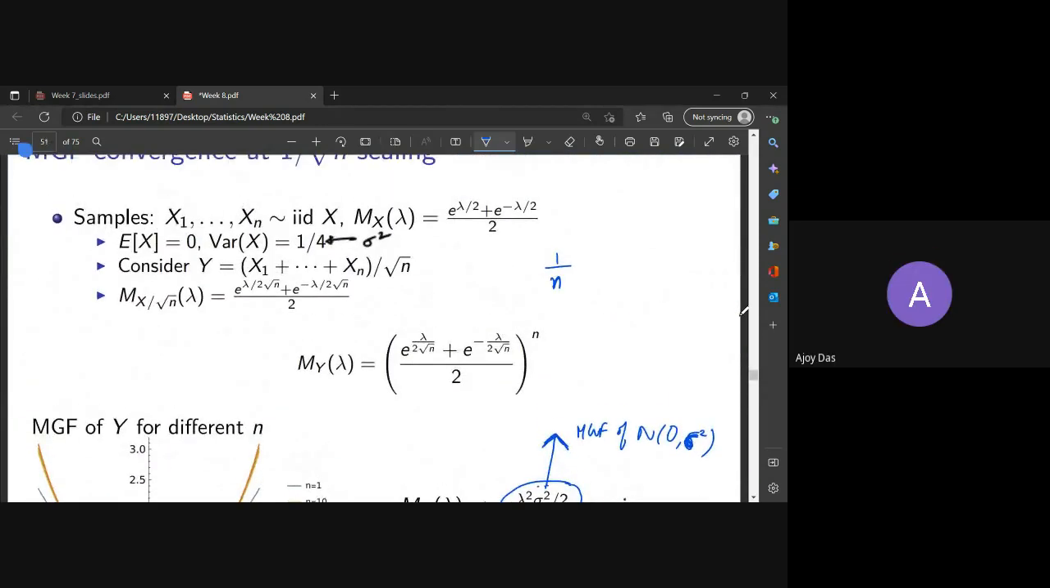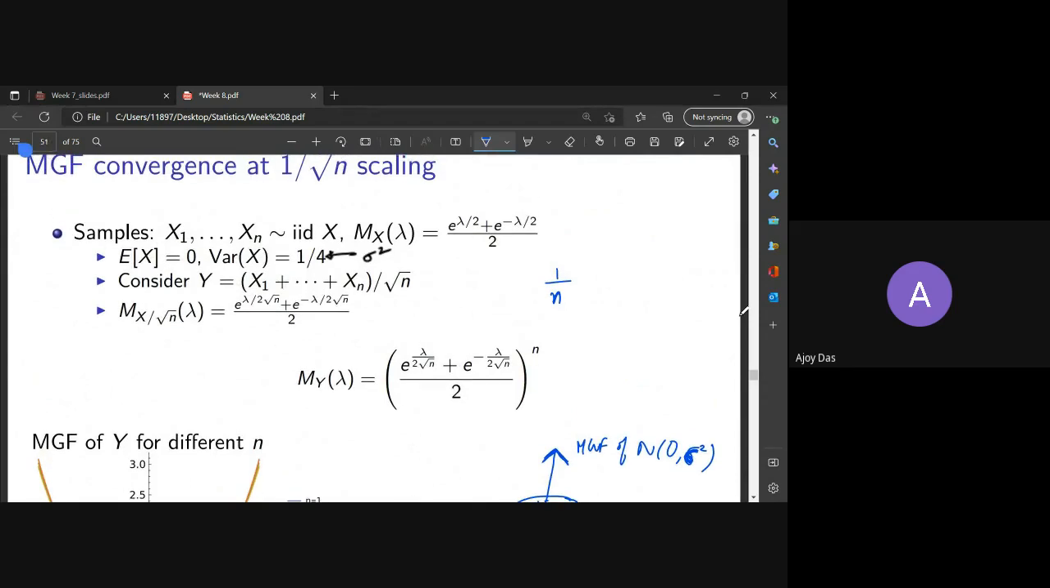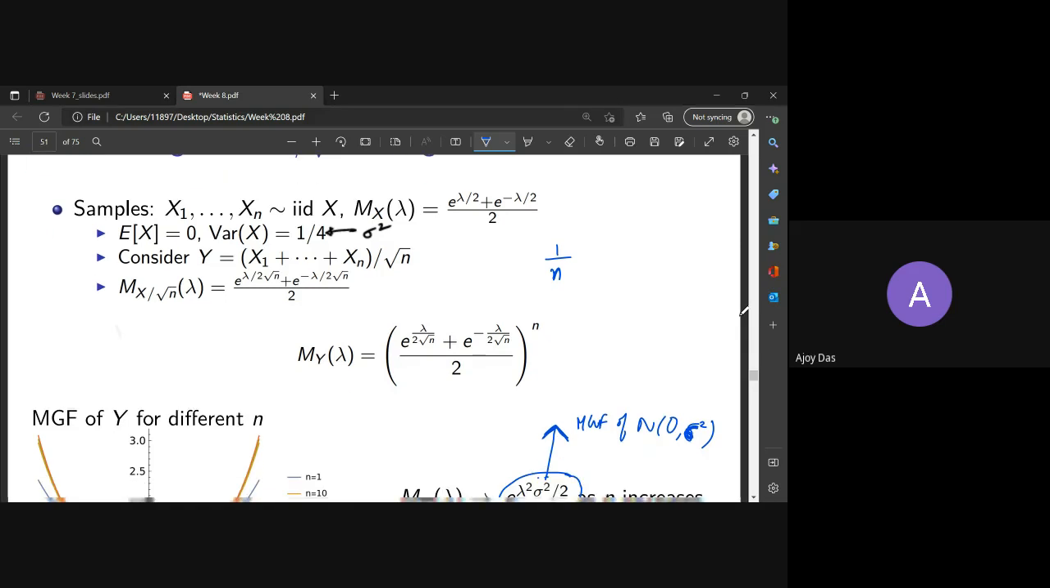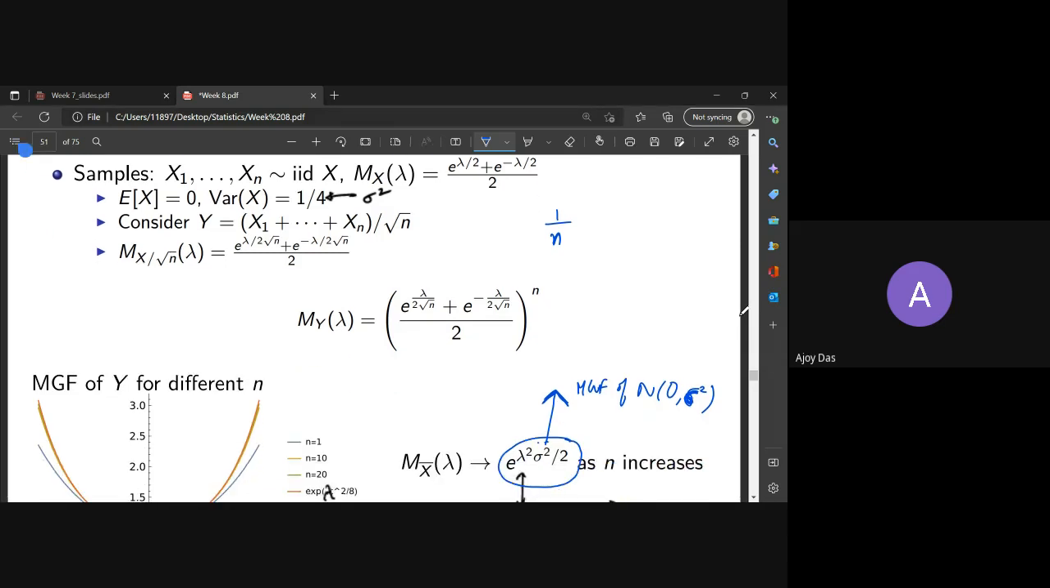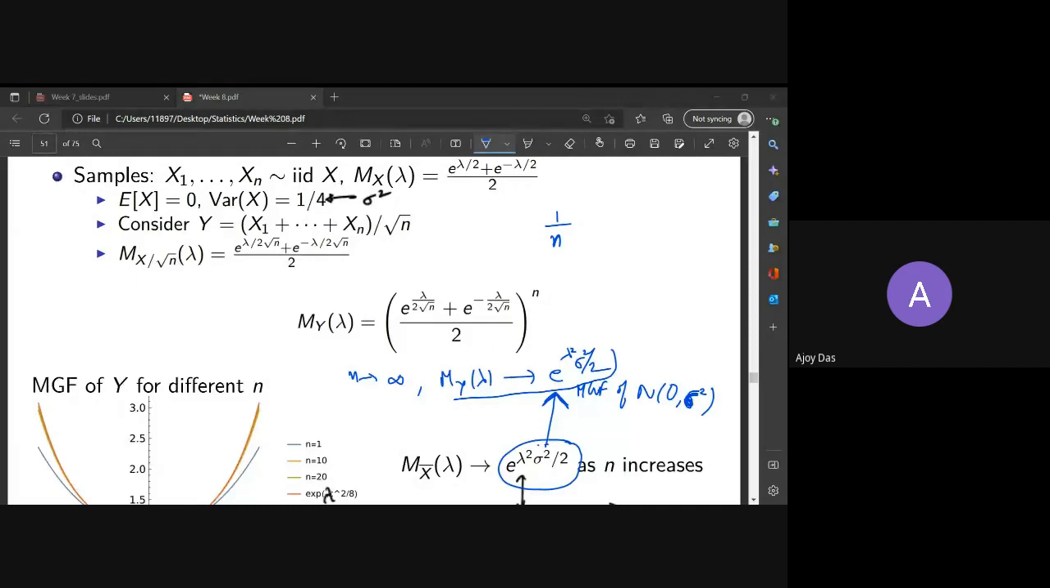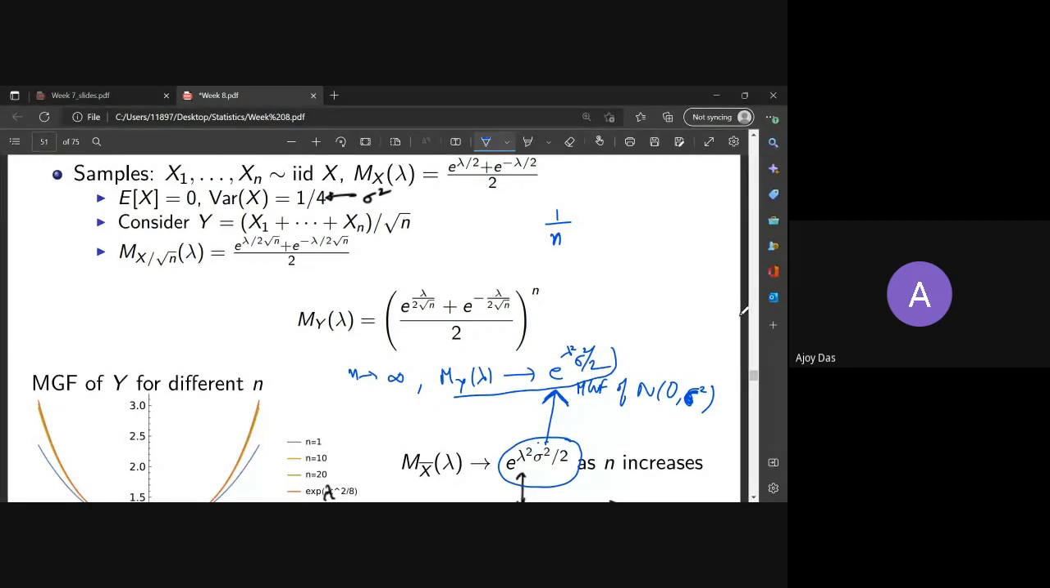So here M of y lambda equals e to the power lambda by 2 root over n plus e to the power minus lambda by 2 root over n, divided by 2 to the power n, and that comes out to e to the lambda square sigma square by 2. As n approaches infinity, we say M of lambda converges to e to the power lambda square sigma square by 2. How? If n increases, then e to the power lambda by 2 into root over n just comes out 1, right?